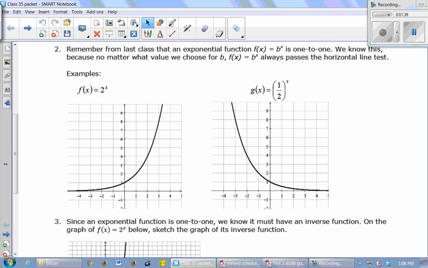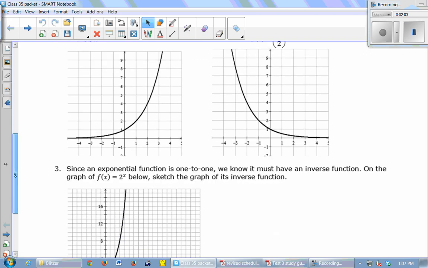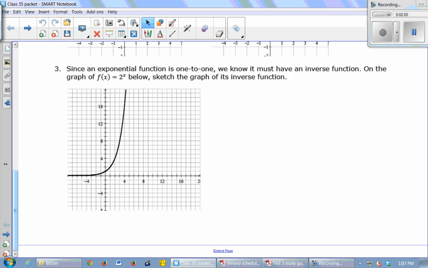All right, so if you remember from last class, an exponential function, f of x equals b to the x, is one-to-one, right? It passes the horizontal line test no matter what value we choose for b. Sweep a horizontal line through here, it never touches more than once. So that means it has an inverse function, right? Because it's one-to-one, we know it has an inverse. So on the graph of 2 to the x that I put down here, we want to sketch the graph of the inverse function, the inverse of 2 to the x.